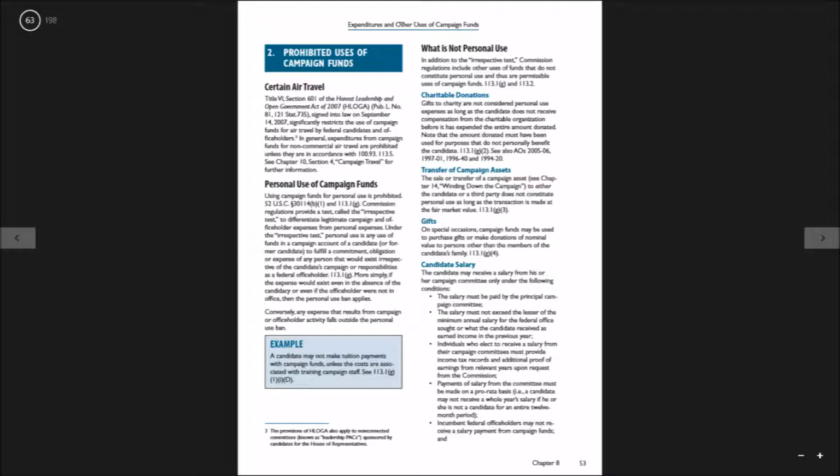Candidate salary. The candidate may receive a salary from his or her campaign committee only under the following conditions. I did not know this. The salary must be paid by the principal campaign committee. The salary must not exceed the lesser of the minimum annual salary for the federal office sought, or what the candidate received as earned income in the previous year.